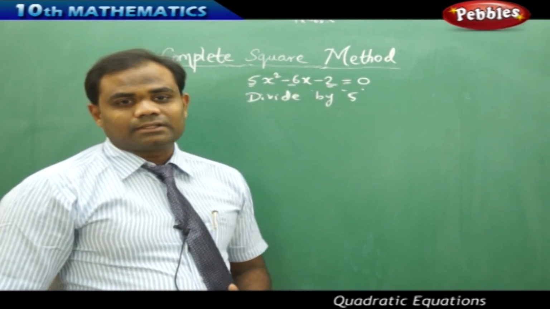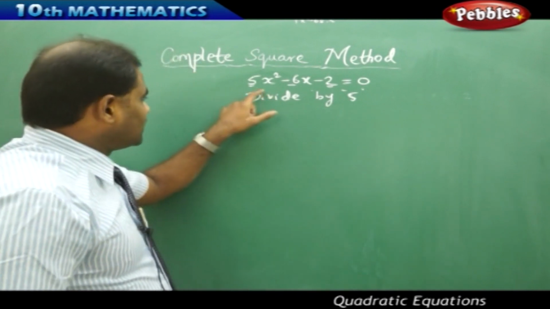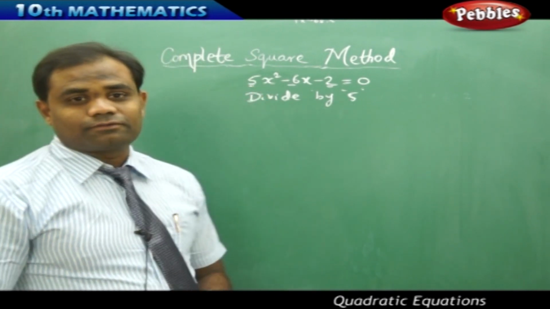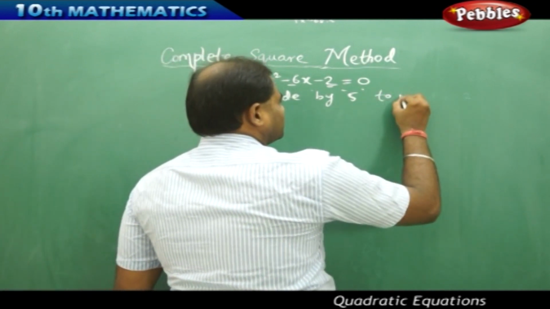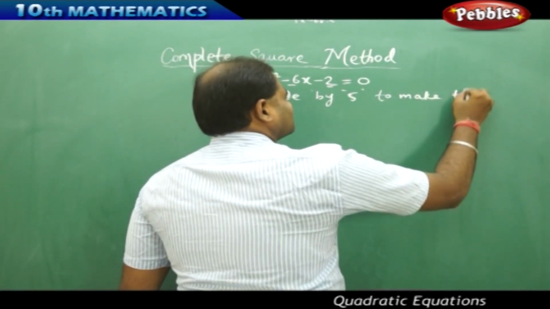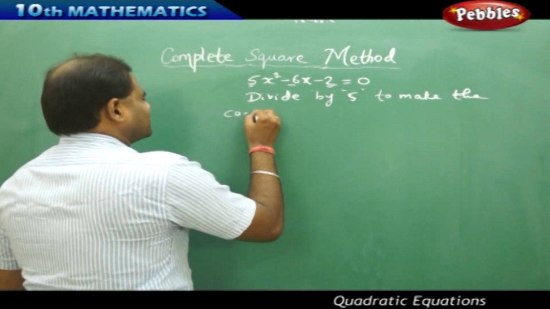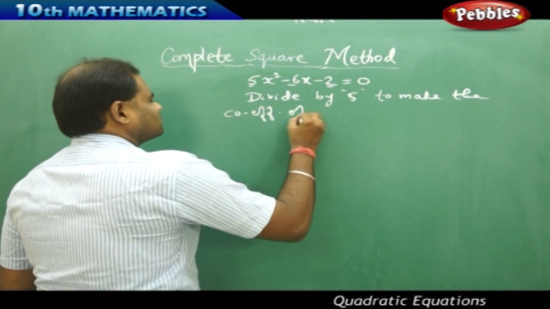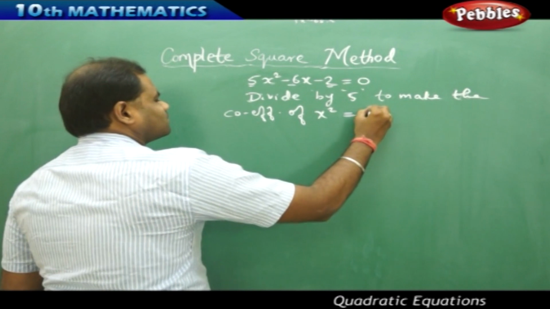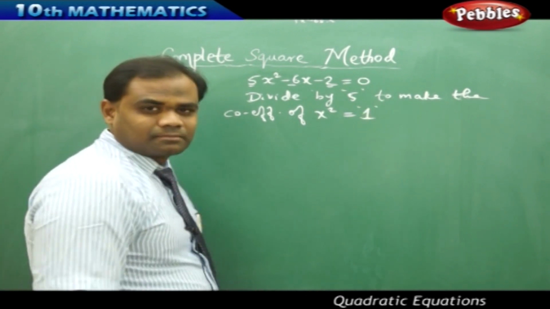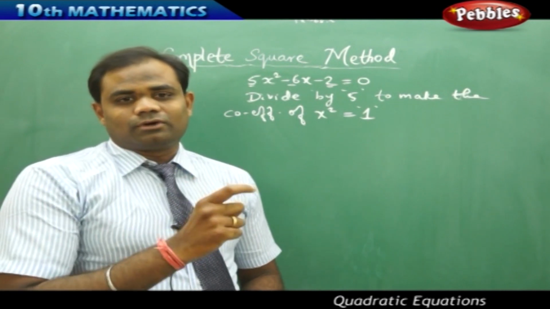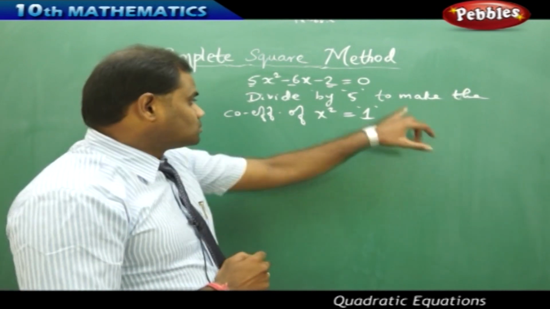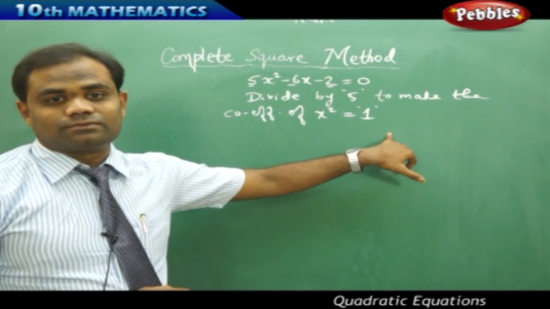The reason being that step 1 says that I always need to make the coefficient of x squared to be 1. Divide by 5 to make the coefficient of x squared equal to 1 always. So any problem given out there, the first step or the first destination is to make the coefficient of x squared equal to 1.